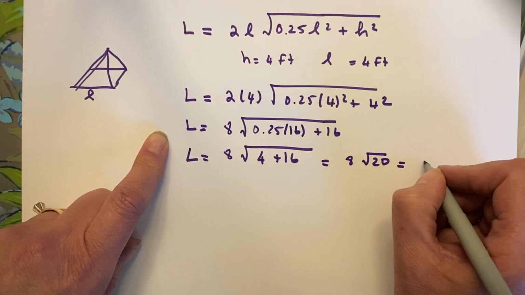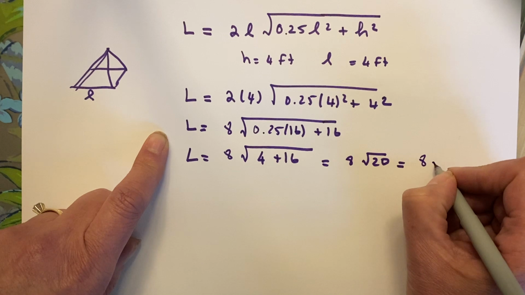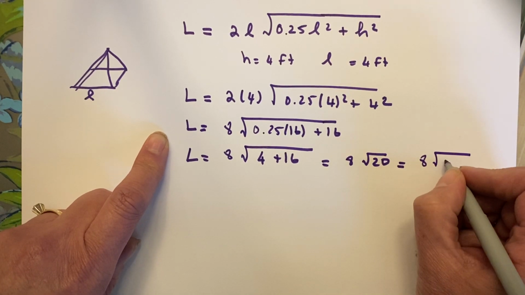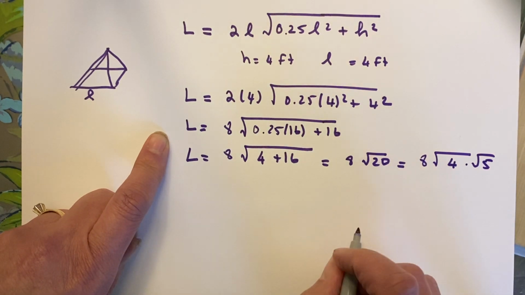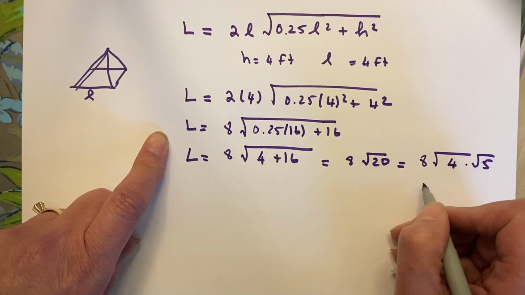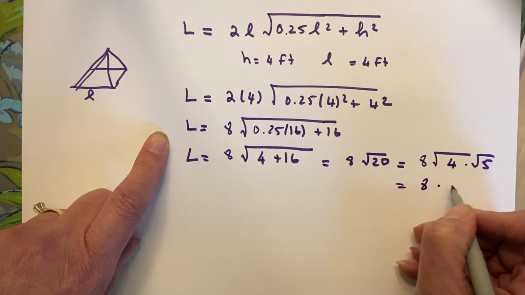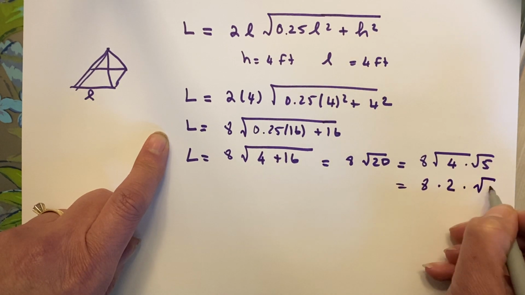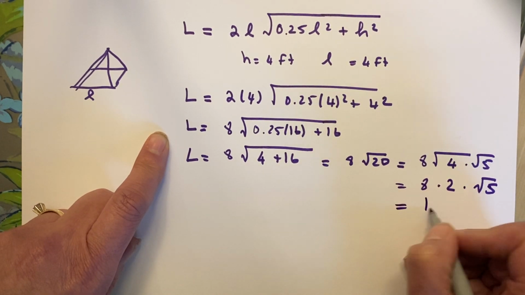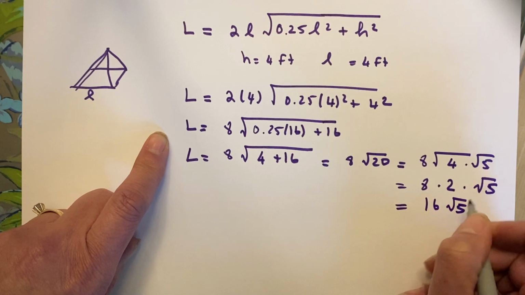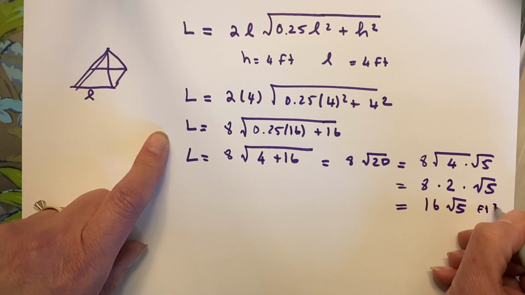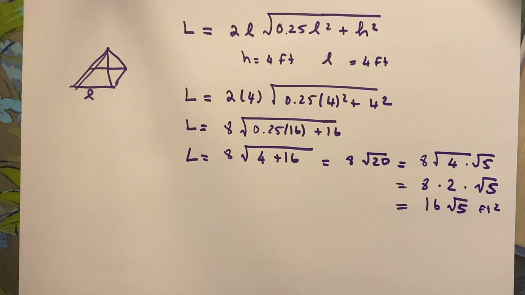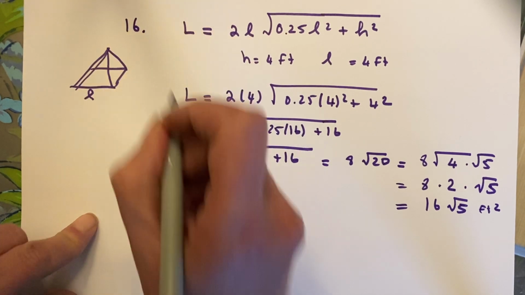Well, my square root of 20, and a lot of you made mistakes again on this on the quiz, is the square root of 4 times the square root of 5. Square root of 4 is 2, so 8 times 2 times the square root of 5, and I get 16 square root of 5, and this was in square feet. Okay, so that is number 16, by the way, as part of your review.